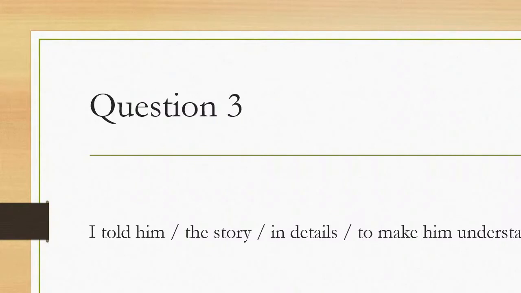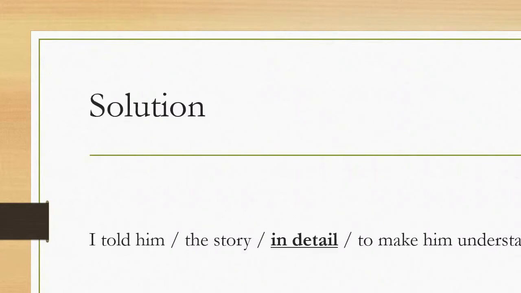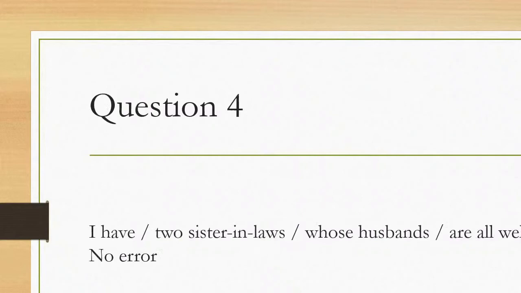So you have to spend as much time as possible to make sure that your prediction is correct. So in this sentence, the error is in the third part. "I told him the story in detail to make him understand it fully." That's how we have to write it. We'll see one more question.